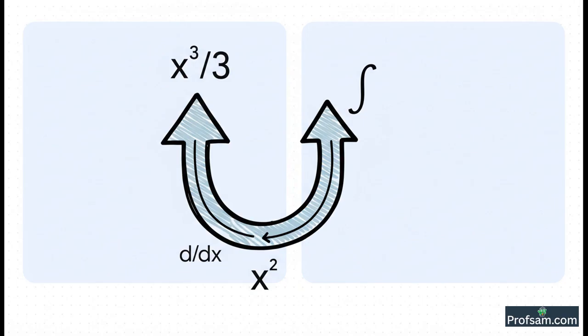Remember, for derivatives, you multiply by the power and then reduce the power by 1. So to find the antiderivative, we do the exact opposite in the reverse order. We first increase the power by 1, and then we divide by that new power. That's why the antiderivative of x squared is x cubed divided by 3. Try differentiating it. You'll get right back to x squared.